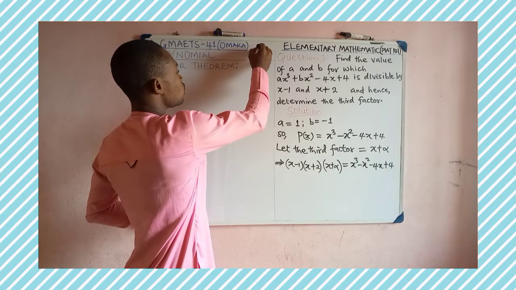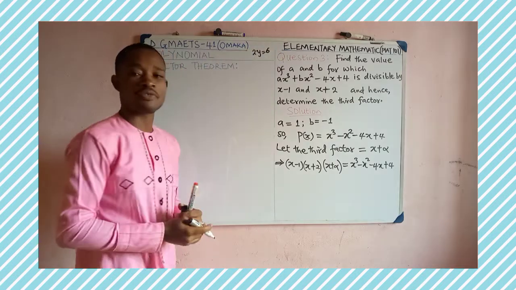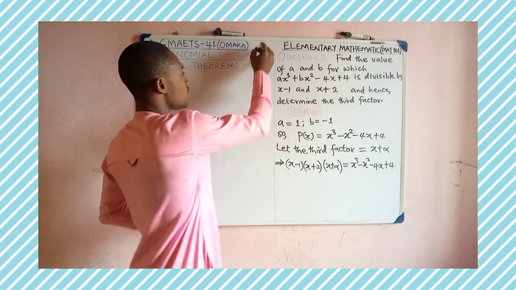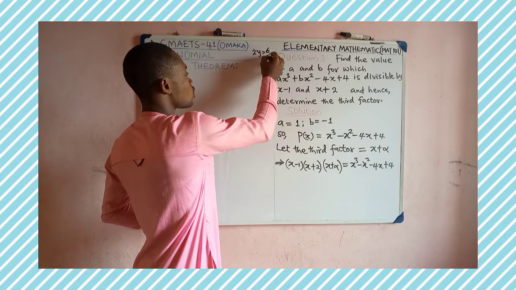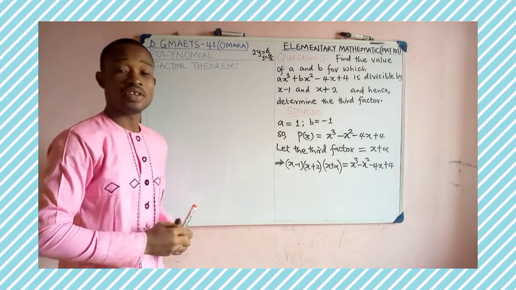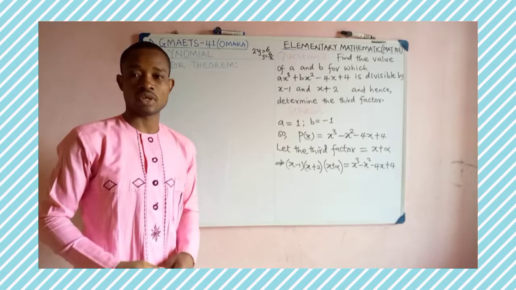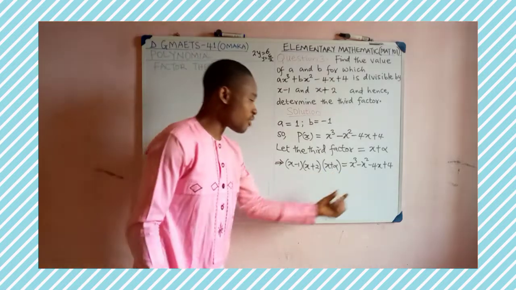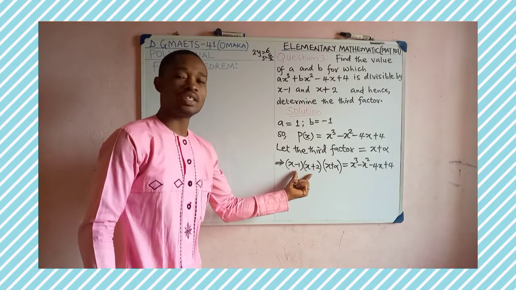Now, let me ask you a question. If you're given 2 times y equal to 6 and you're asked to find y, what do you do? Is it not to solve that y is equal to 6 over what? 2? You divide both sides by the coefficient of that thing you're looking for. So here we are looking for x plus alpha, and then it is multiplied by these two factors.